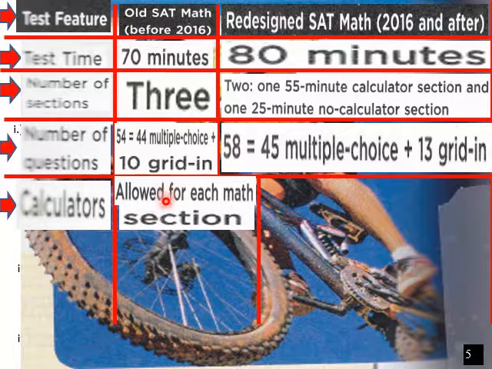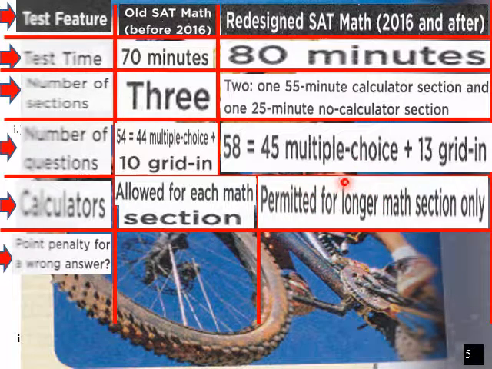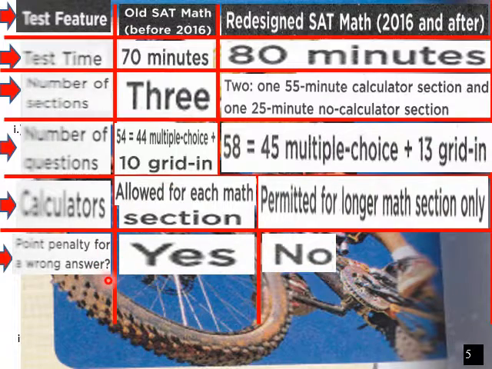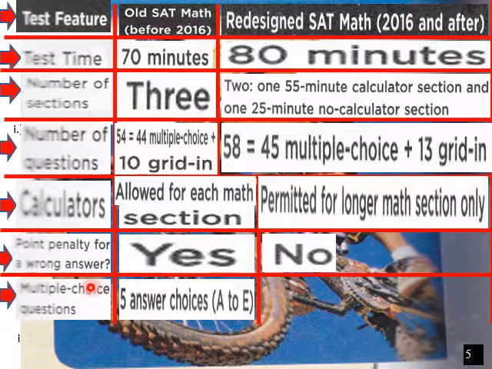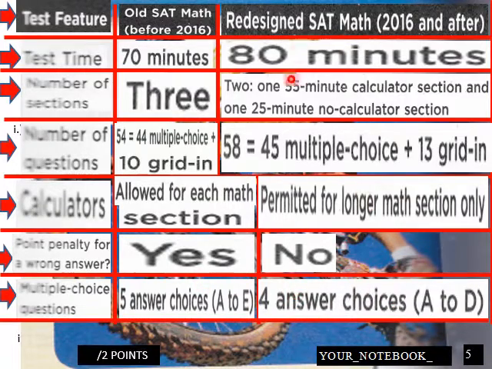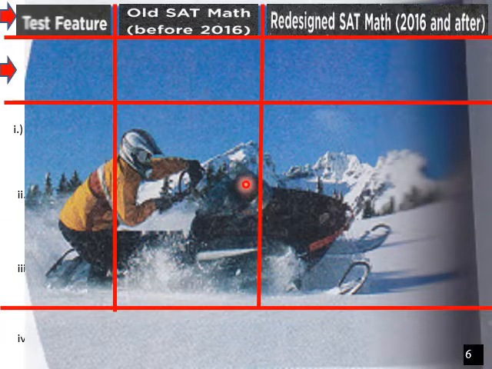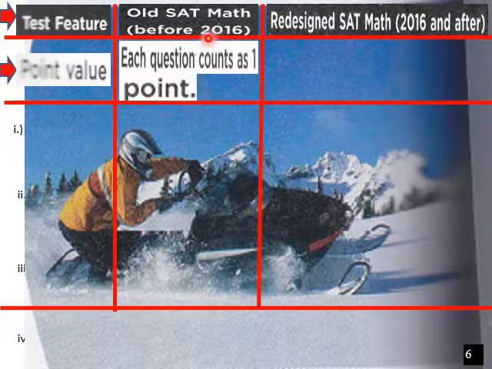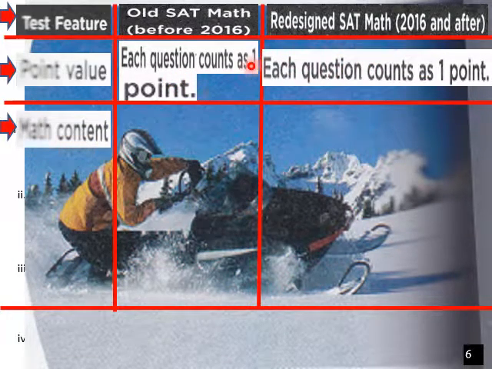Calculators allowed for each section of the old SAT. Permitted for longer math section only in the new SAT. Point penalty for wrong answers: yes for the old, no for the new. Multiple choice questions: 5 answer choices, A to E, for the old SAT, 4 answer choices for the new. Test feature, point value: each question counts as 1 point. The new, each counts as 1 point.